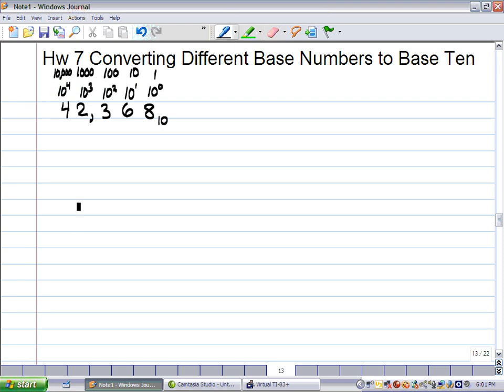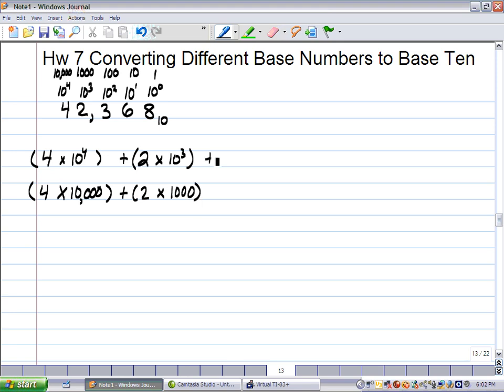So how would we really write this number out? This is 4 times 10 to the 4th, or if you'd rather, 4 times 10,000. And then we're going to add it to what? 2 times 10 to the 3rd, or if you'd rather, 2 times 1,000. Then we're going to go to the next one, this one. 3 times 10 to the 2, or if you'd rather, 3 times 100.